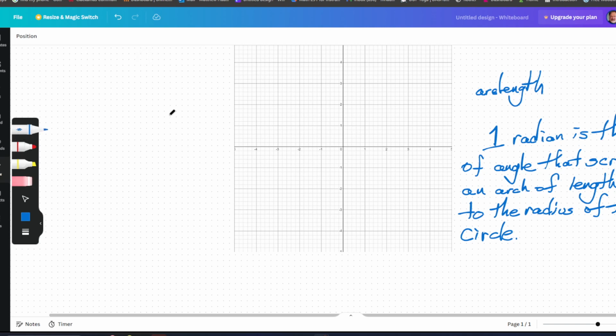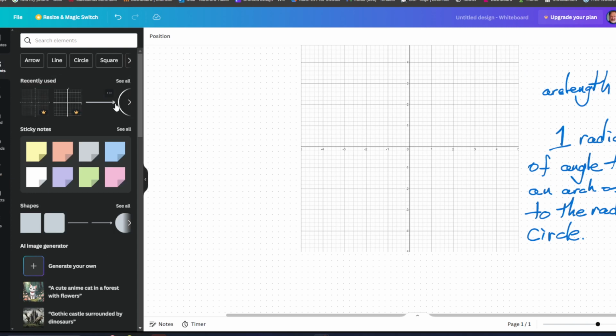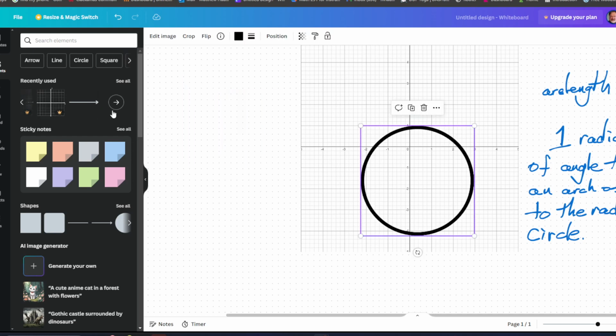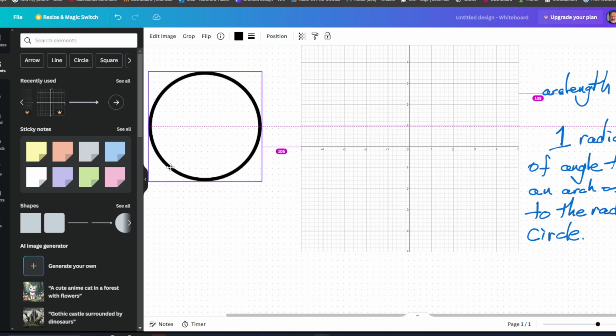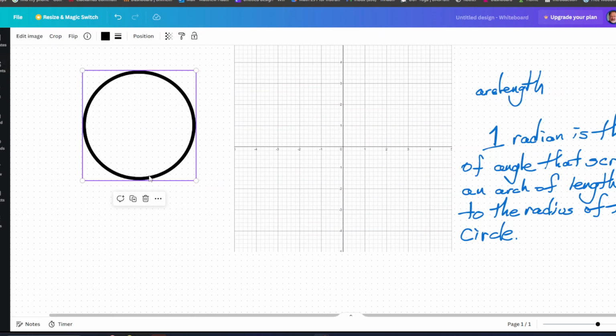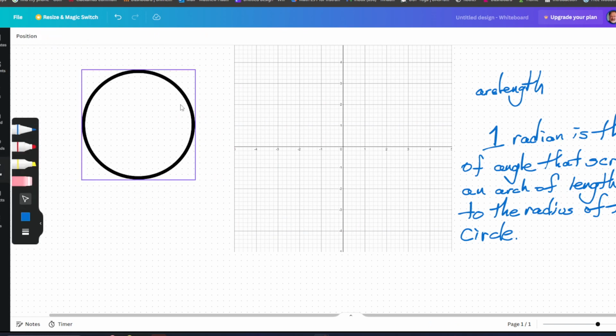So, back to a circle. I can make circles here. Make myself a nice circle. If we have our nice little circle, and we want to figure out how many radians are in a full rotation, going all the way around and back to where we started.